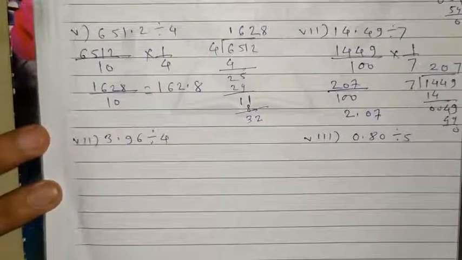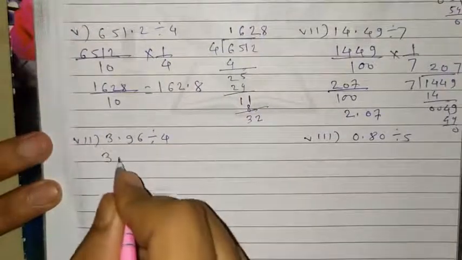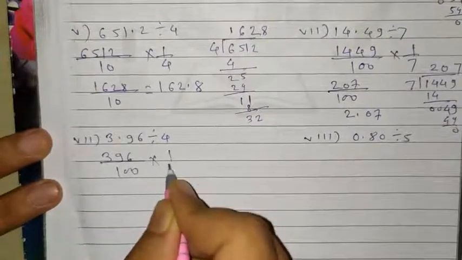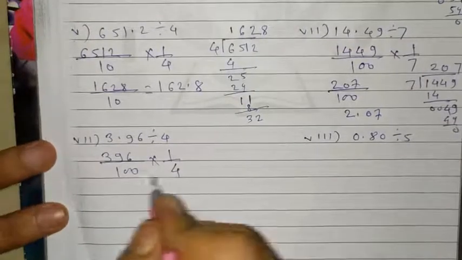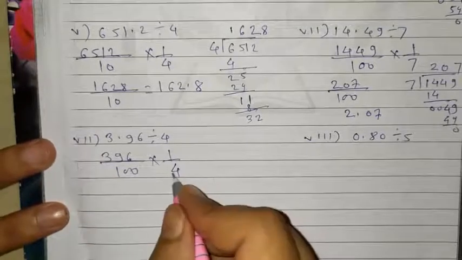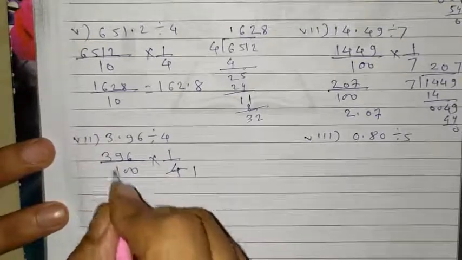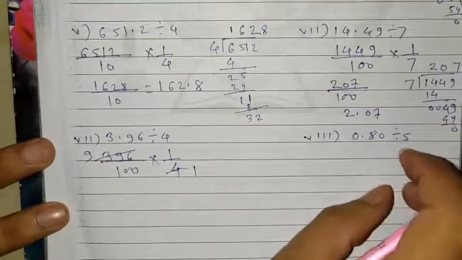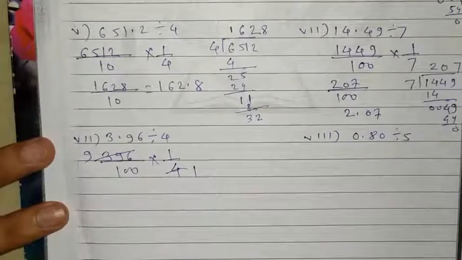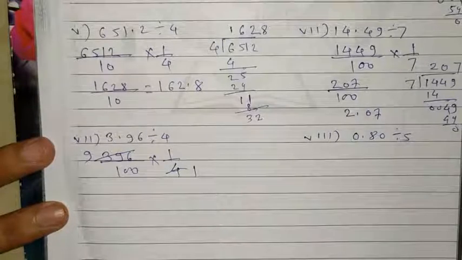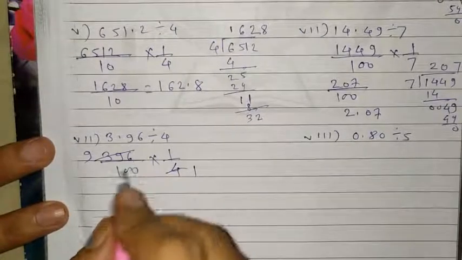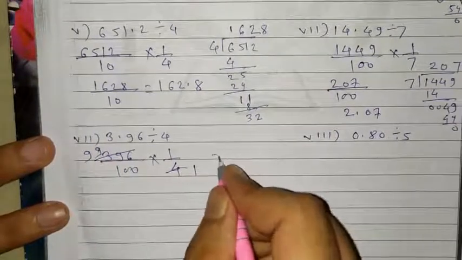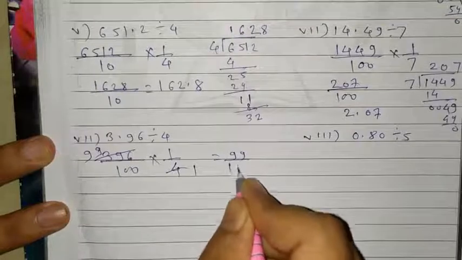Next one is 396 upon 100, reciprocal is 1 upon 4. So this number is divisible by 4. So here 4 ones are 4, and here 4 nines are 36. So remember, remainder is 3. So downside 36 will be there. So again 4 nines are 36. So here it is 99 upon 100.